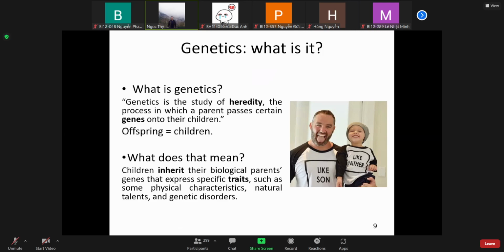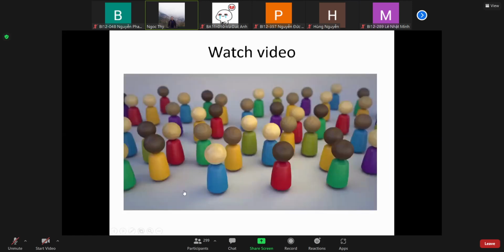So normally, children will inherit their biological appearance from their parents, but based on which mechanism? So first, let's watch a small clip on how appearances differ from each other based on genetic factors.